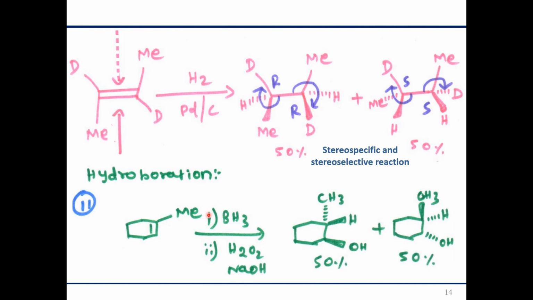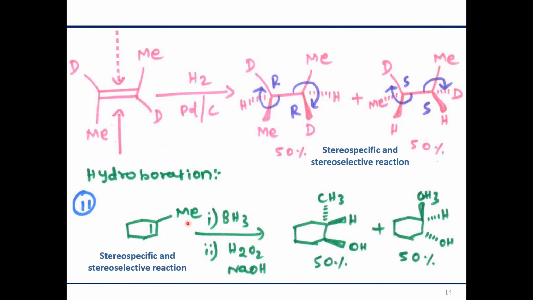We all know the hydroboration reaction. Hydroboration addition to an alkene will give the corresponding alcohol. This addition, hydrogen and boron addition, is a syn addition, and this reaction occurs according to the anti-Markovnikov rule. So the boron will be added to the less substituted carbon. When the organoborane is reacted with peroxide in the presence of base, we will have the corresponding alcohol. Here we have the 2 alcohols which are formed 50% each. Hence from the reaction we are getting the racemic product.